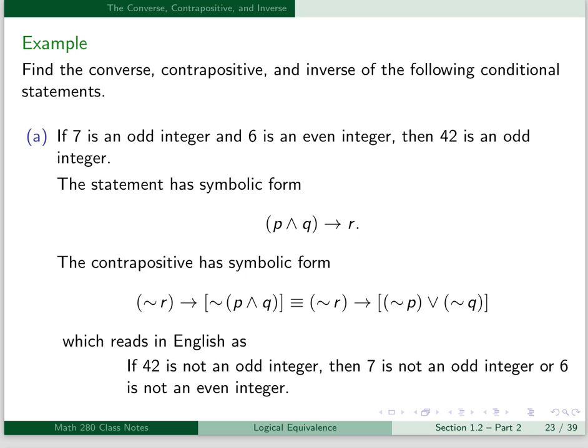This reads in English, if 42 is not an odd integer, then 7 is not an odd integer, or 6 is not an even integer.